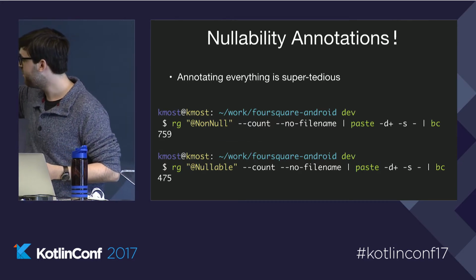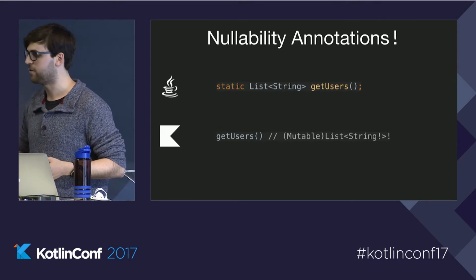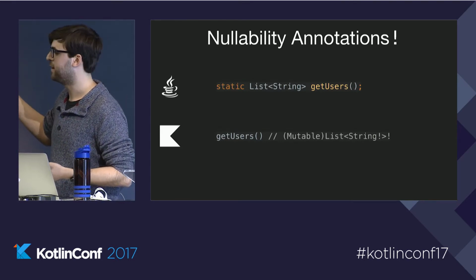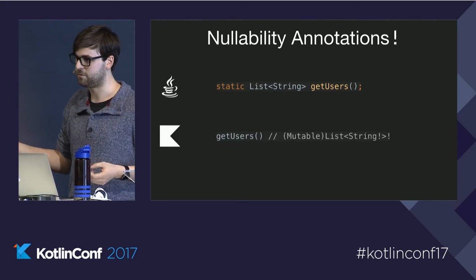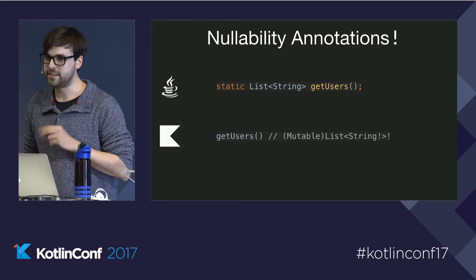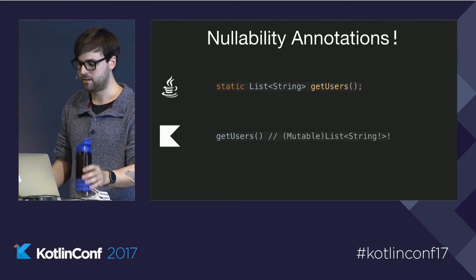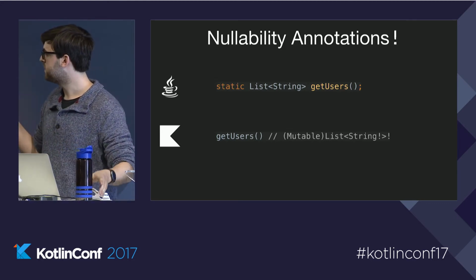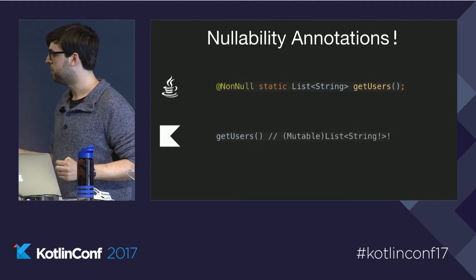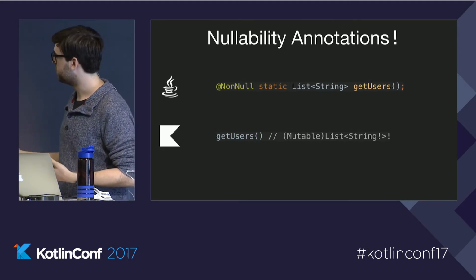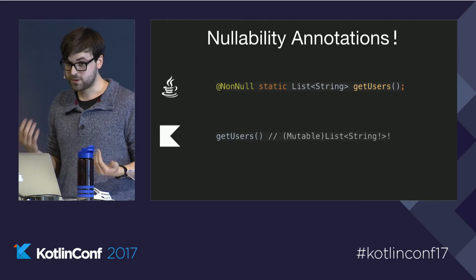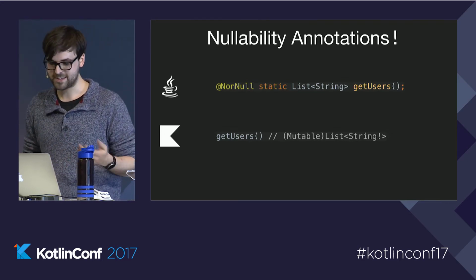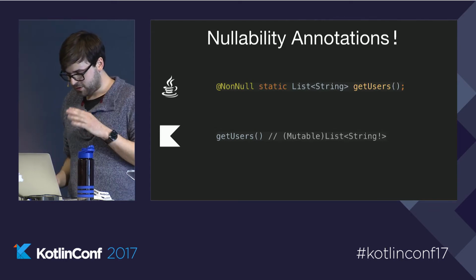So if you have this getUsers function that returns a list of string, the Kotlin gets back a MutableList of String exclamation point, and there's also an exclamation point on the list itself, right? The list could be null or not null, and each individual string inside of it could be null or not null. If we annotate this getter with NonNull as we normally would, one of those platform types goes away. But each individual string is still a platform type, right? So that sucks.